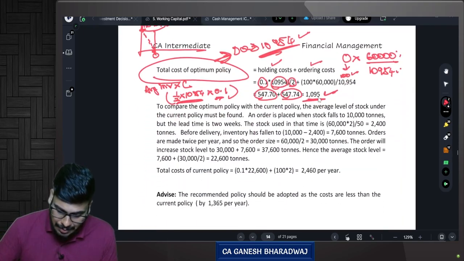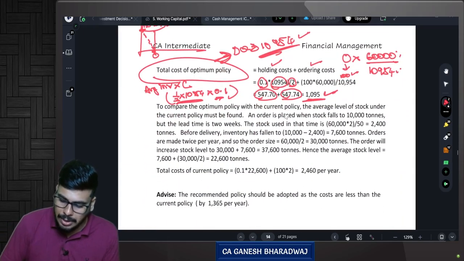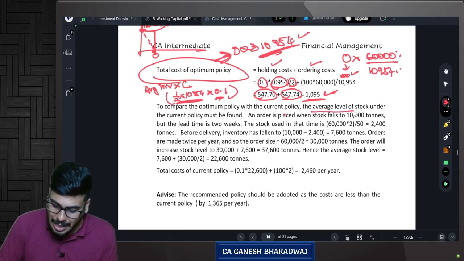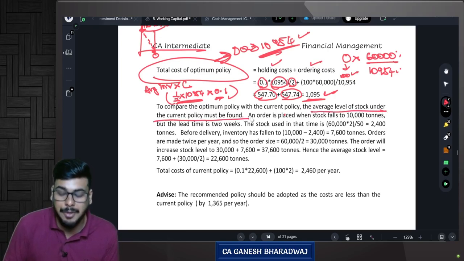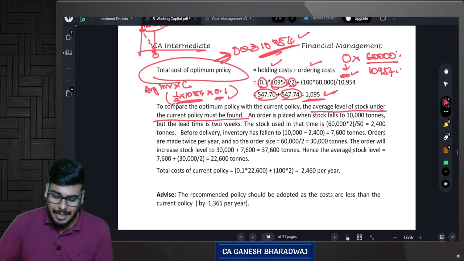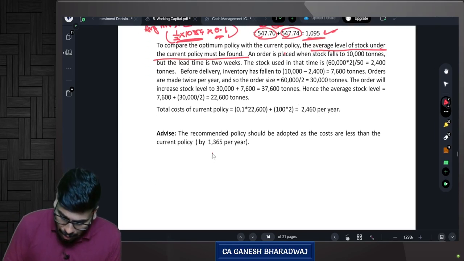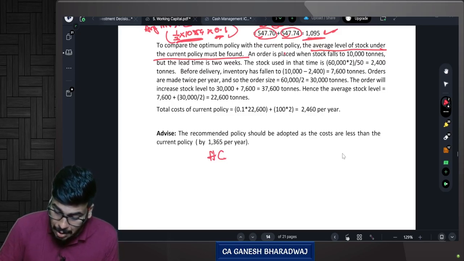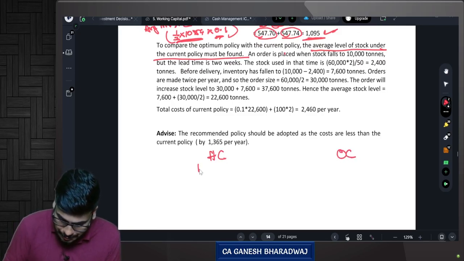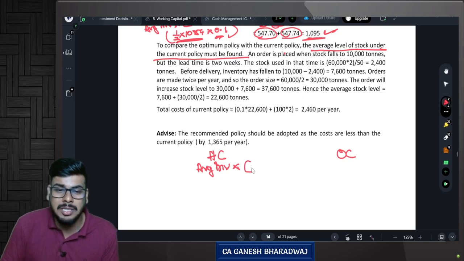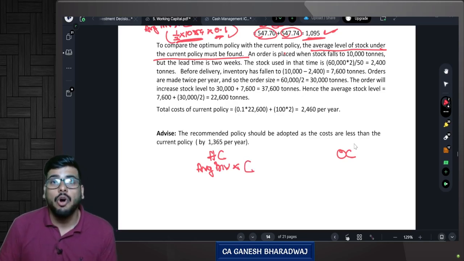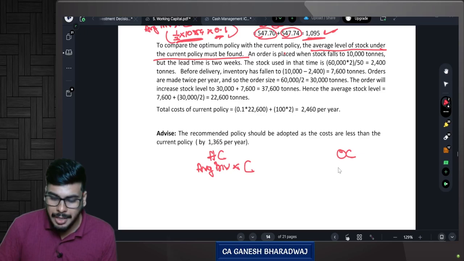So now what they have given here. To compare the optimum policy with the current policy, the average level of stock under the current policy must be found. Why should we calculate the average stock under the current policy? Yes. Now, what is my holding cost and what is my ordering cost? Holding cost is average inventory into carrying cost per unit per order. What is my ordering cost?